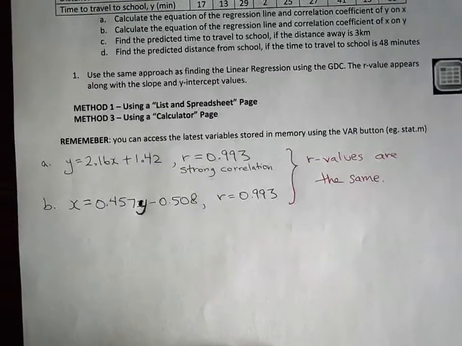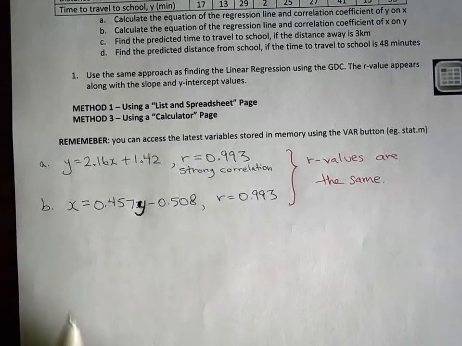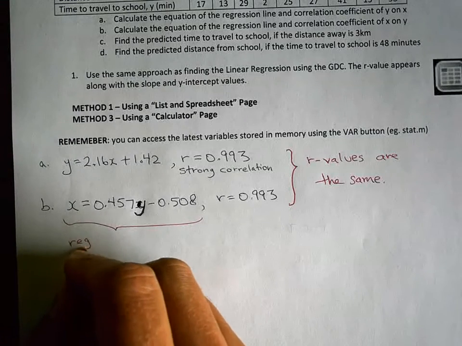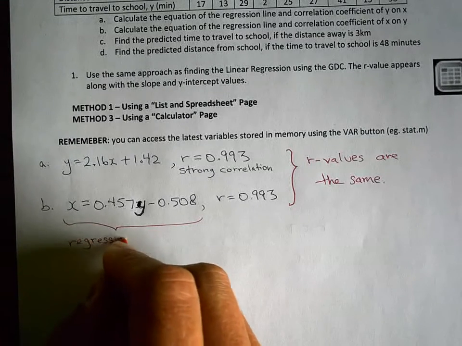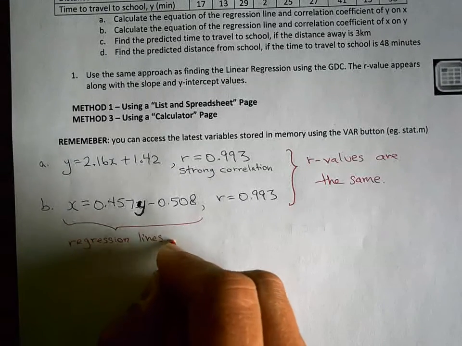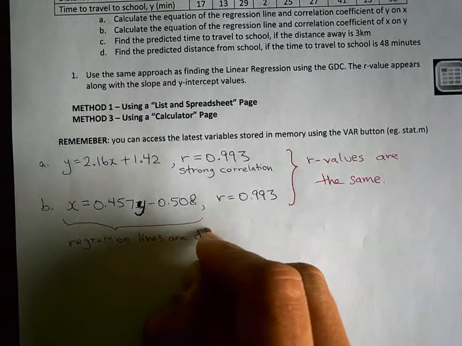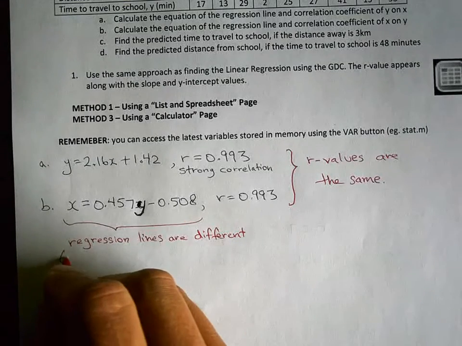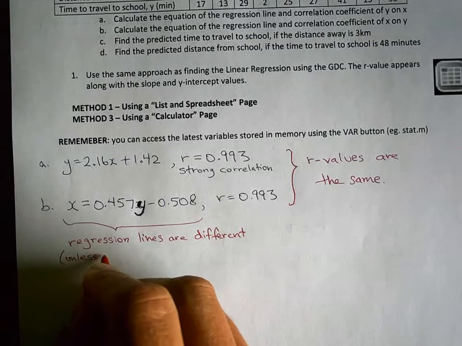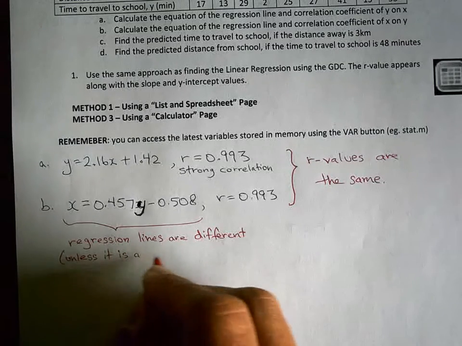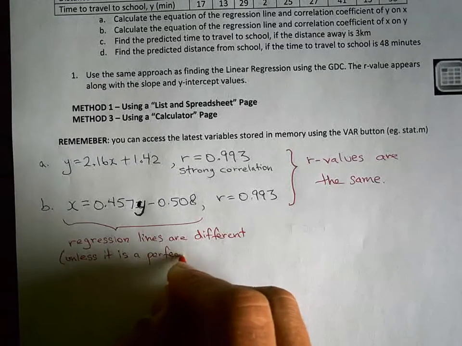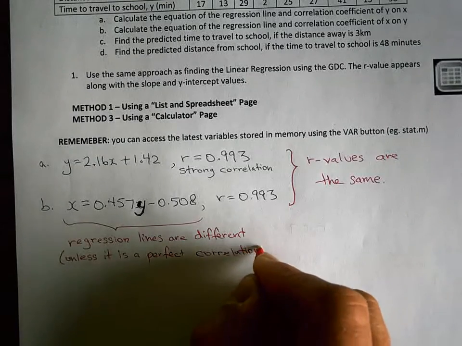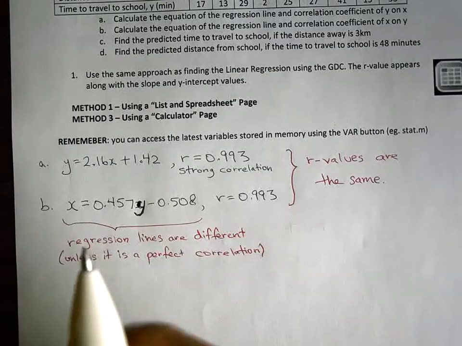Okay, so let's make some predictions now. Oh, sorry, I was just going to make a note here. So the regression lines are different, unless it's a perfect correlation. So that's the whole problem. Because it's not perfect, you have to use these two equations.